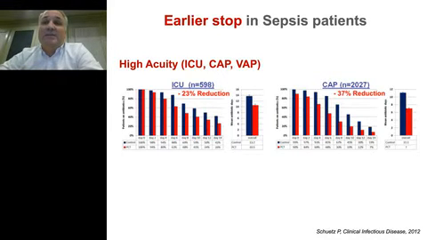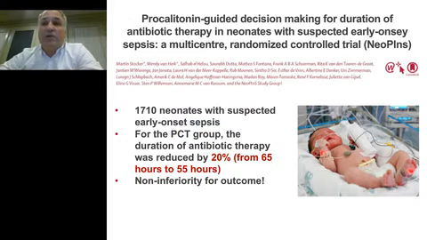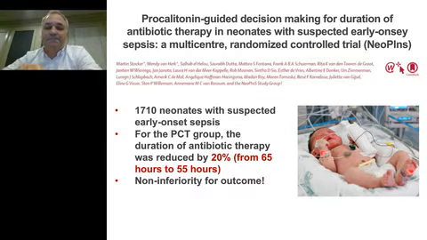So recently, there have also been trials for the neonates and for children. And this is just one example of a very large trial that was just published in The Lancet a couple of weeks ago. And you can see the results are very consistent also in the very little patients with about a 20% reduction in the exposure to antibiotics.